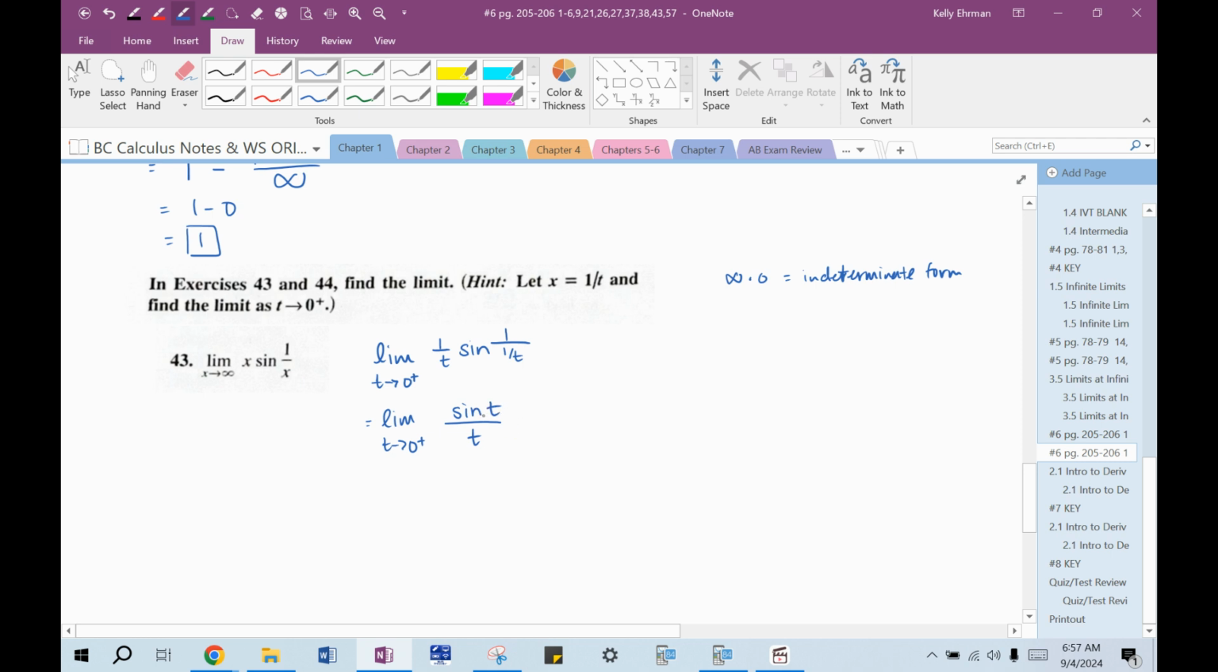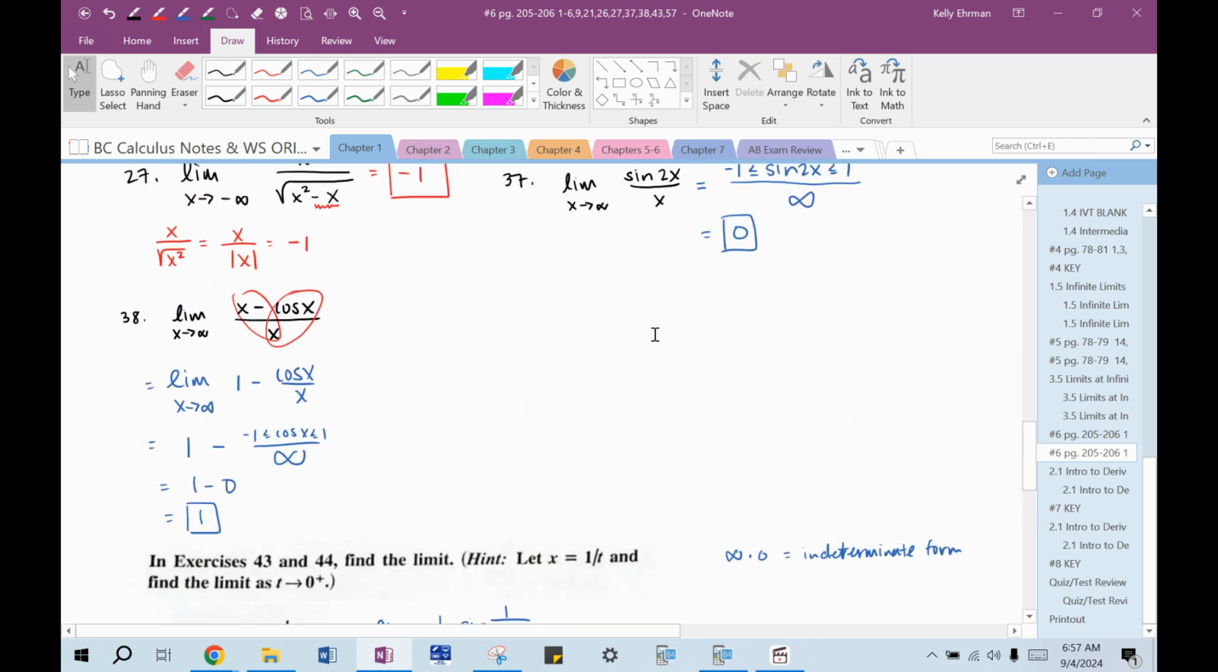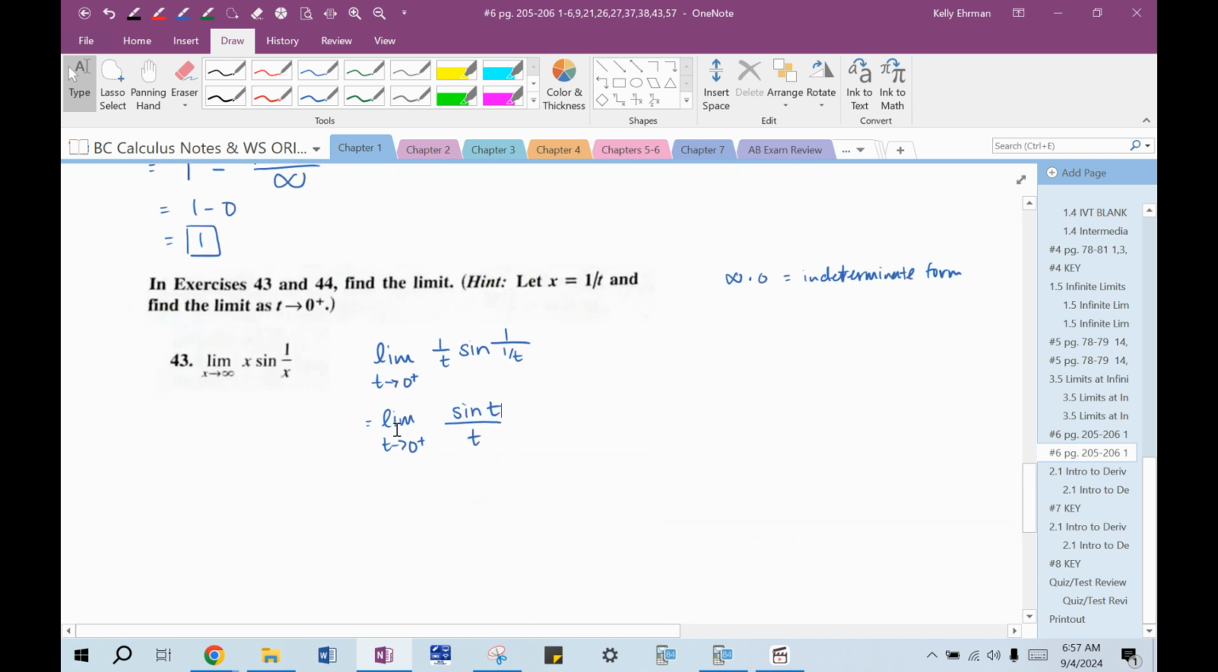Now, rewriting it like this is helpful because this is the limit I just referenced previously. Remember, back here I said, careful, this is not the limit that we memorized, but this one is. The limit as the variable approaches 0 of sine t over t, we know that that limit is equal to 1. So our limit here is also equal to 1.